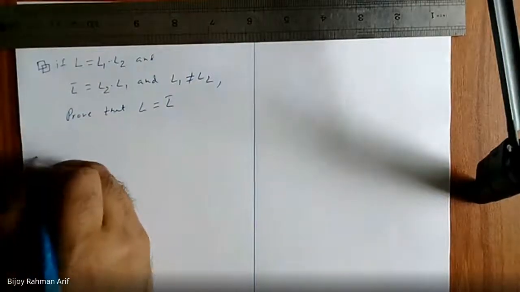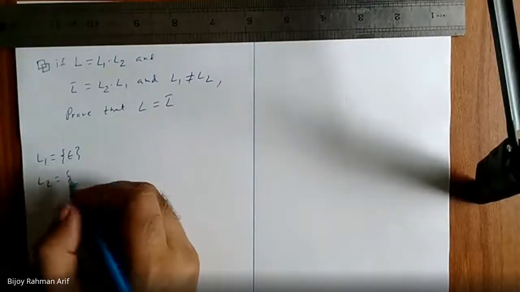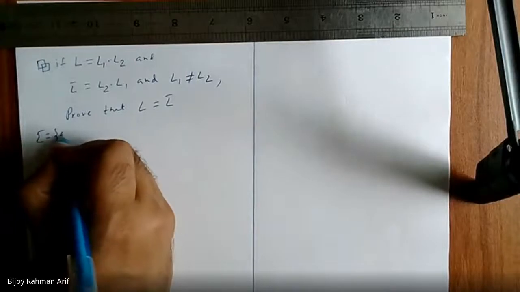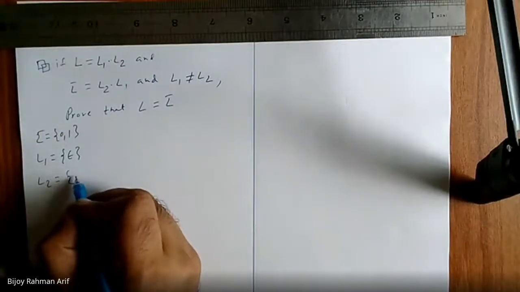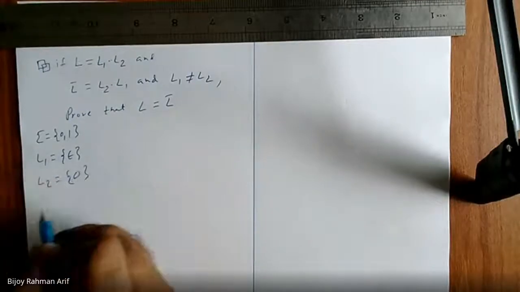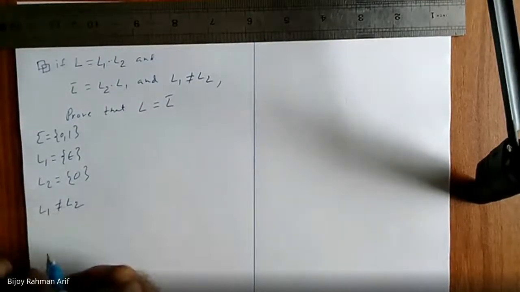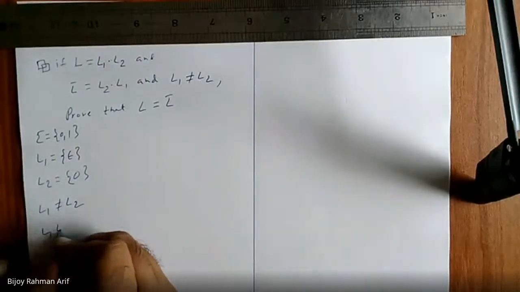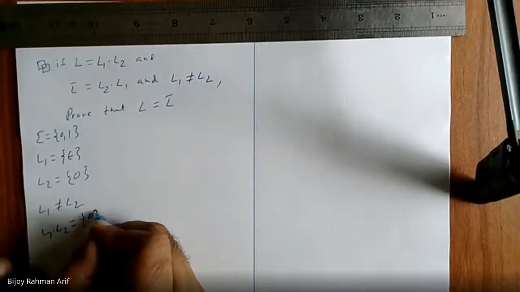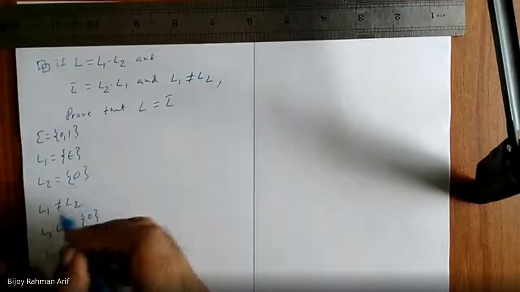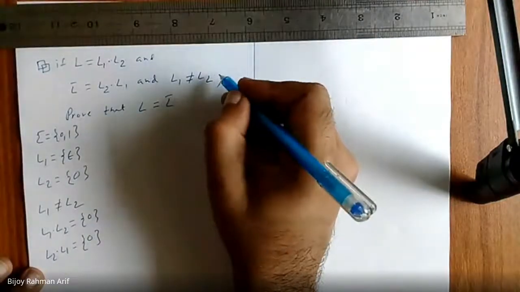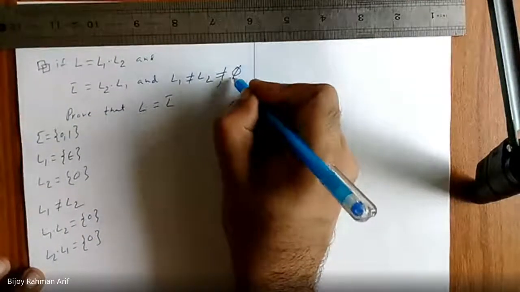Let L1 equal to epsilon and L2 equal to, let's say, my alphabet is 0,1, L2 equal to 0. So L1 not equal to L2. But still, L1 concatenated with L2 is 0 and L2 concatenated with L1 is also 0. So it is not true.